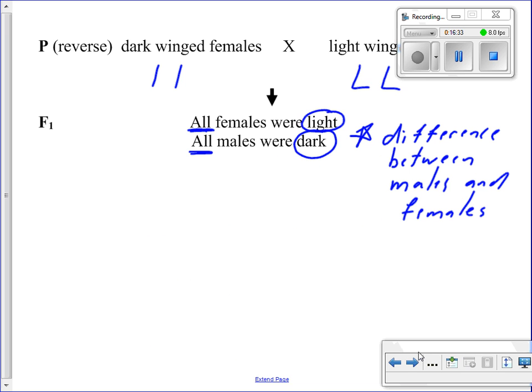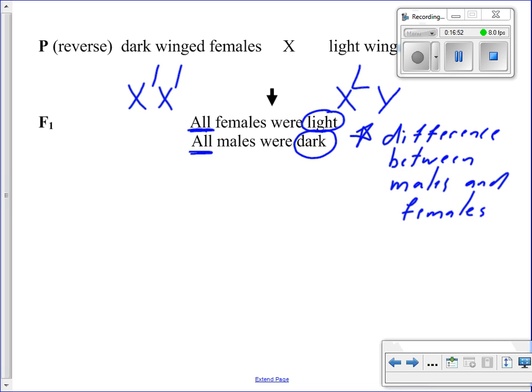If we go on to the next one here, onto the reverse cross, again, we can make this female homozygous recessive on the X chromosome. The light-winged males will have X with the big L, but again, let's get rid of this second L and stick in the Y chromosome.